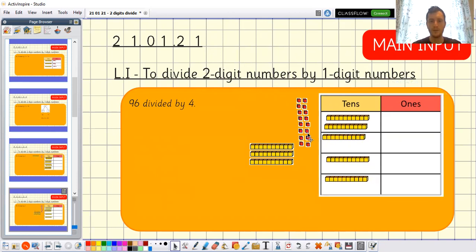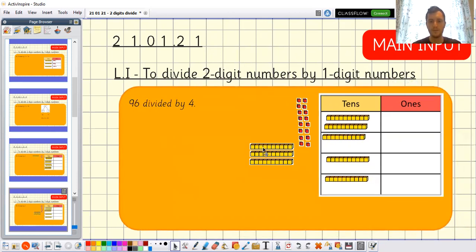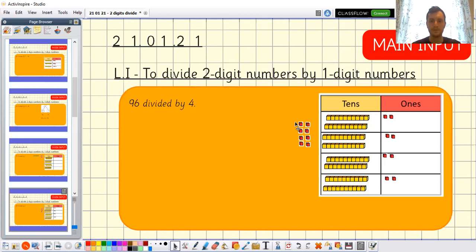There's 1 10 in each group. There's 2 10s in each group. And as you can see, I've now got my 16 1s, which again, I can share. So I'll start by putting 1 in each group. 2 in each group. 3 in each group.